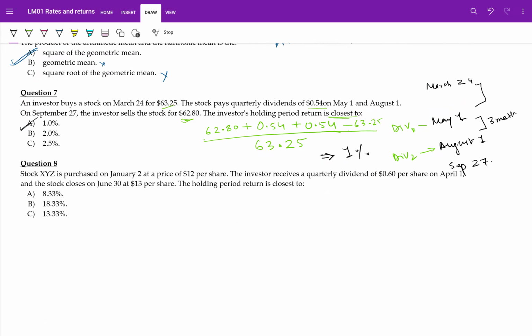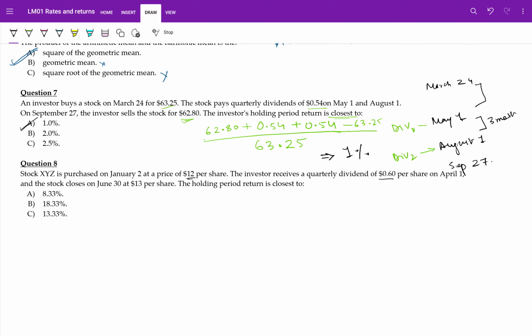Now, our last question, question number 8. The last question is that stock XYZ was purchased on January 2 at the price of 12 per share. The investor received a quarterly dividend of 0.60 on April 1st, and the stock closes on June 30 at $13 per share. The holding period return is closest to what?